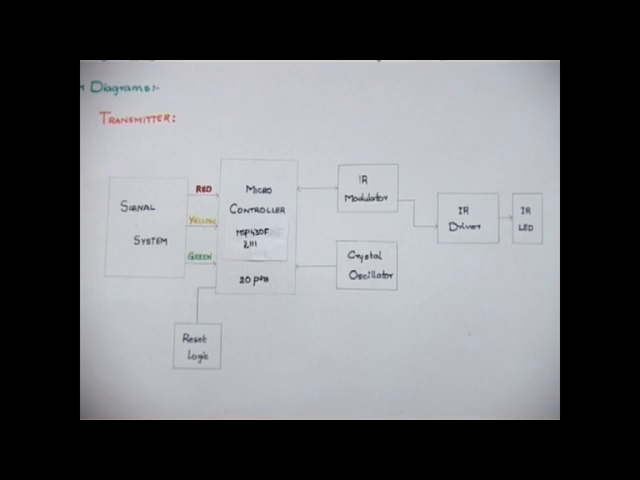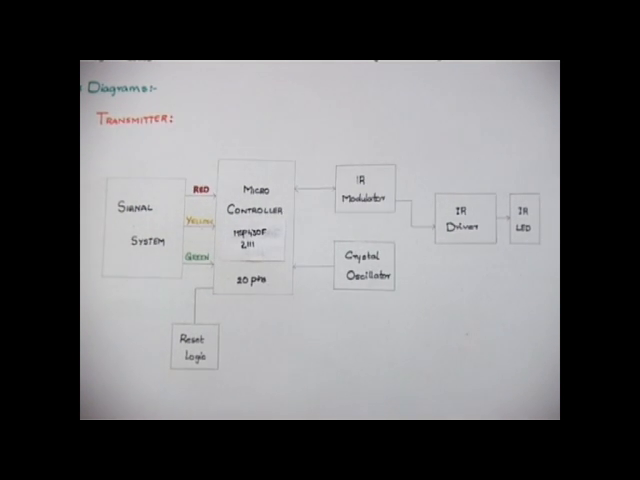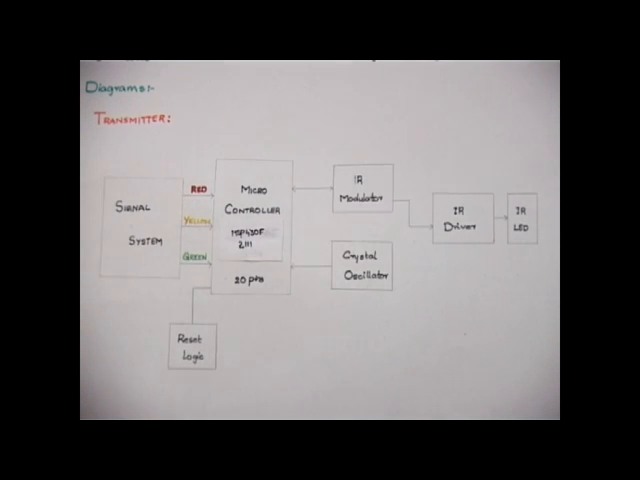Coming to the signal system, in the signal system there are 3 LEDs which are connected via 1K resistors. The output of the signal system may be either red, yellow or green signal. Depending upon the requirement of our system, we send the signal to the microcontroller MSP 430 F2111. If we need to stop the train, we send a red signal to the microcontroller via the signal system.